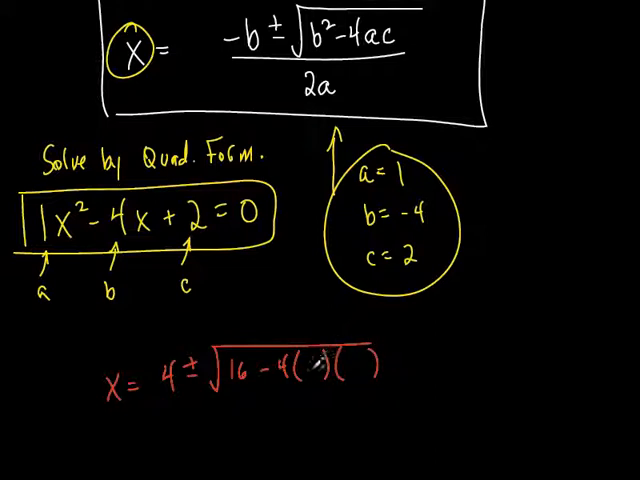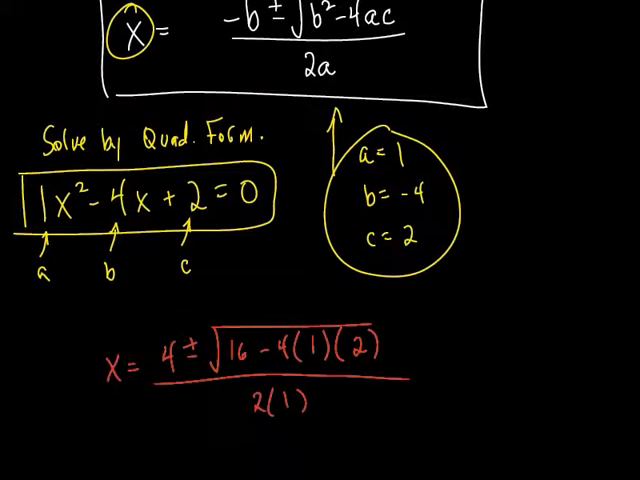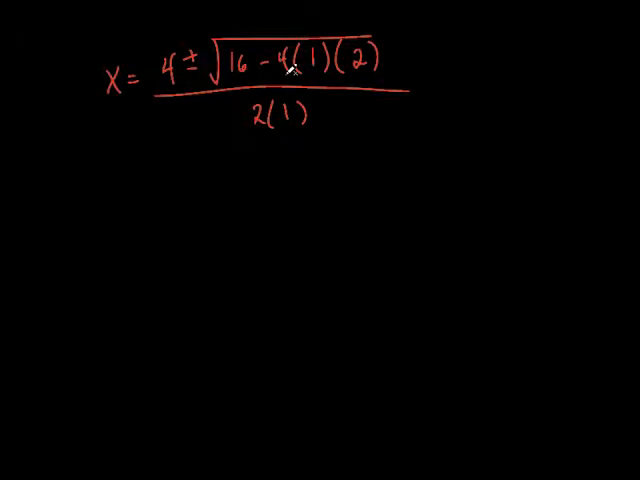So our a is 1, so we put a 1 in here. Our c is 2, we put a 2 in there. Plug and chug is all it is, isn't it? Over 2 times a, and our a is a 1. So there you go. That's the formula right there. Now all you got to do is just simplify this thing. All right, so let's go ahead and do that.